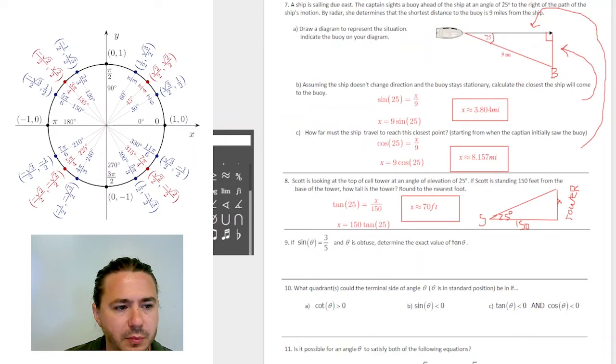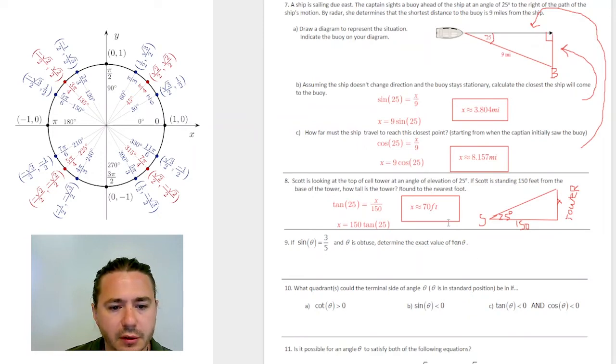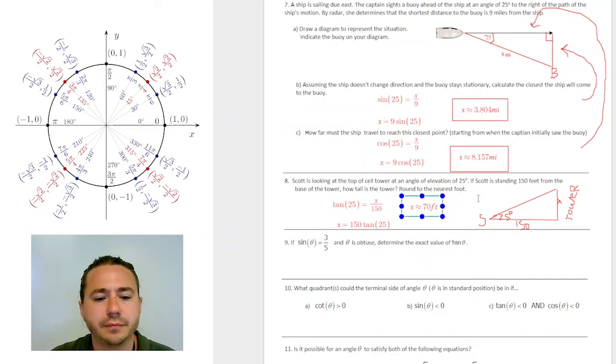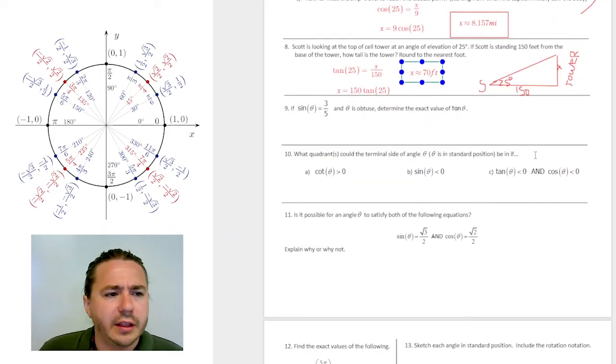Can I make this smaller? I guess not. I feel like I should be able to. Who cares? Oh, wait, there we go. Just make it look a little nicer. All right, let's move on here.